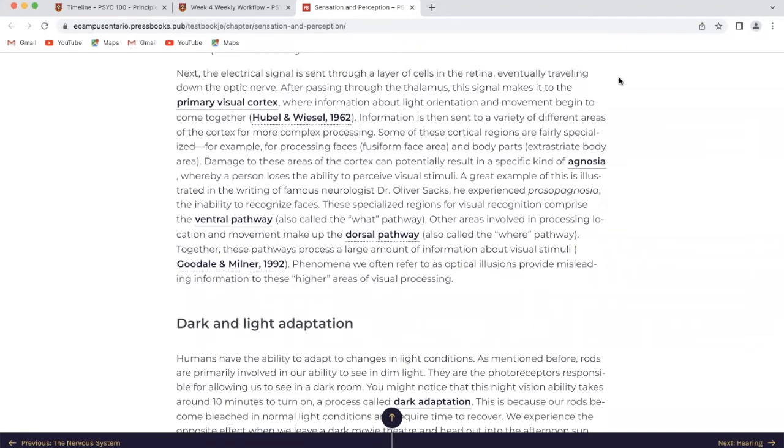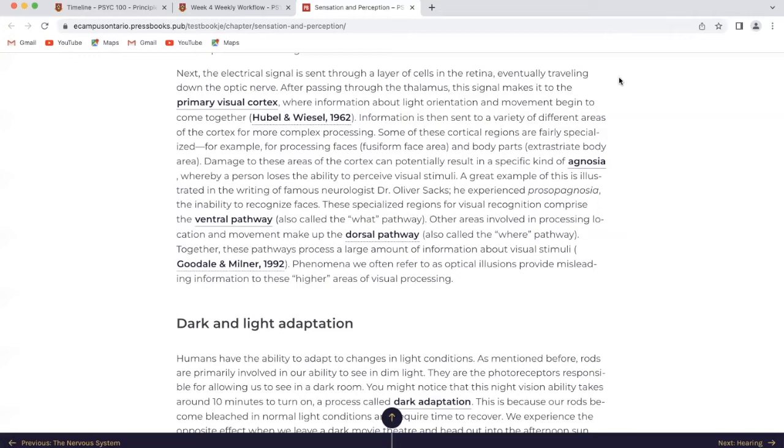Some of these cortical regions are fairly specialized, for example, for processing faces and body parts. Damage to these areas of the cortex can potentially result in a specific kind of agnosia, where a person loses the ability to perceive visual stimuli. A great example of this is illustrated in the writing of famous neurologist Dr. Oliver Sacks. He experienced prosopagnosia, the inability to recognize faces.